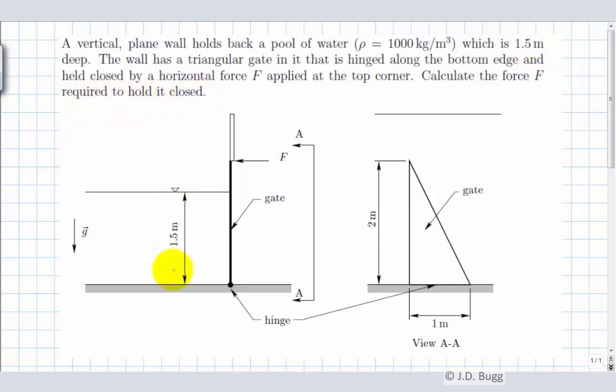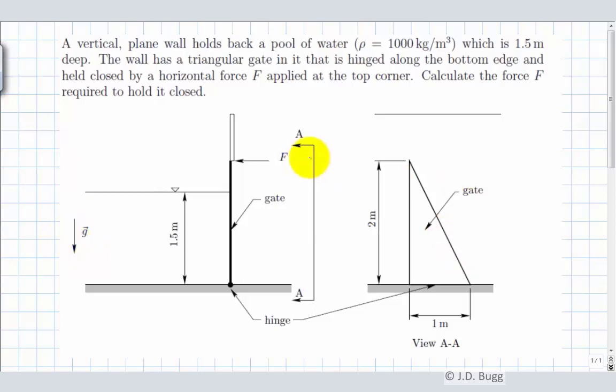So here's our pool of water, 1.5 meters deep. This is the gate, and here we're looking at it in cross-section, so we're looking at the edge of the gate. There's a hinge down at the bottom here, and a force here holding it closed. If it wasn't for this force, of course, this gate would flip open and the water would come rushing out. Notice the direction of gravity is also given in the diagram.